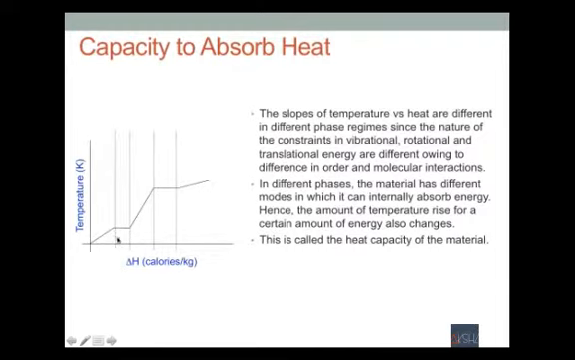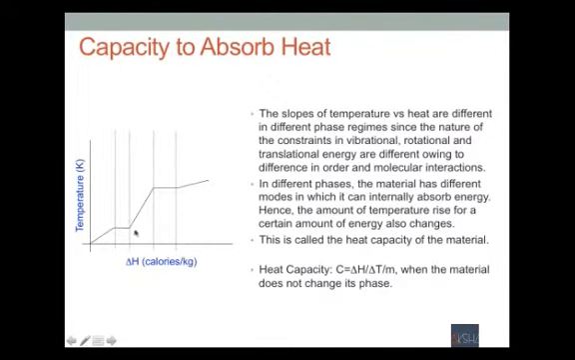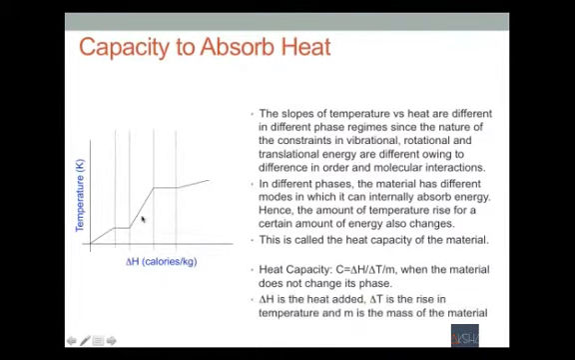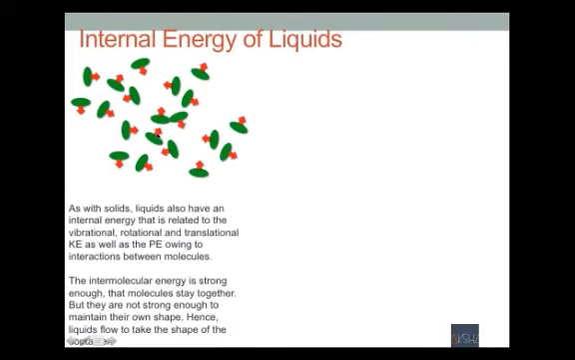This is called the heat capacity of the material. Heat capacity, C, is equal to delta H over delta T per mass. We can measure the heat capacity when the system is not changing its phase. Let's look at the internal energy of liquids.